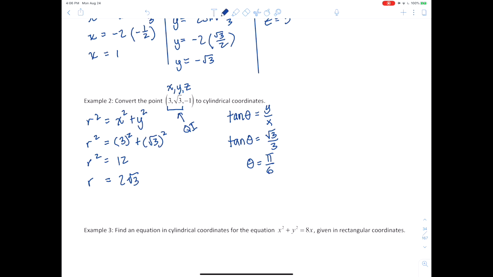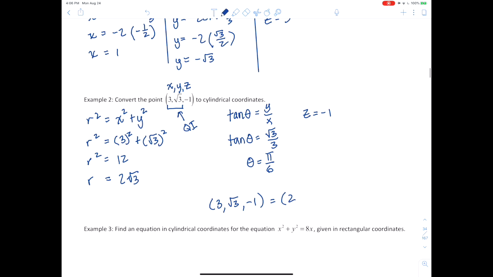Cool, cool? And then z is just z, right? So z is -1. So we get that (3√3, π/6, -1) is equivalent to, in cylindrical coordinates, (2√3, π/6, -1). All right.